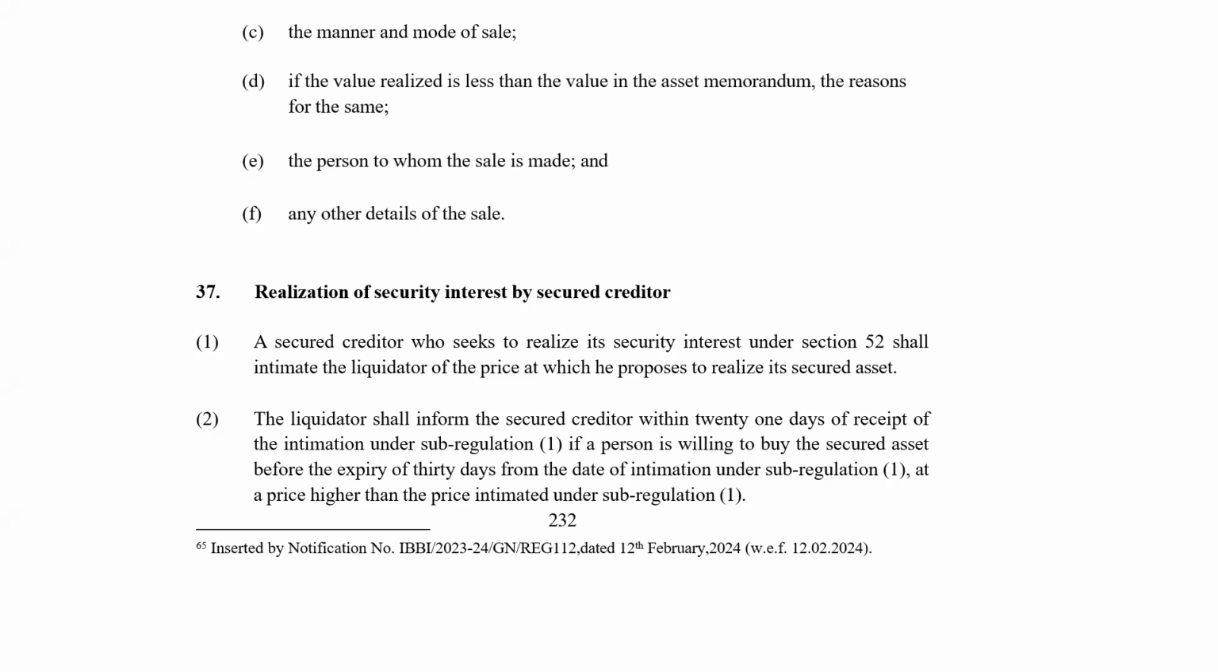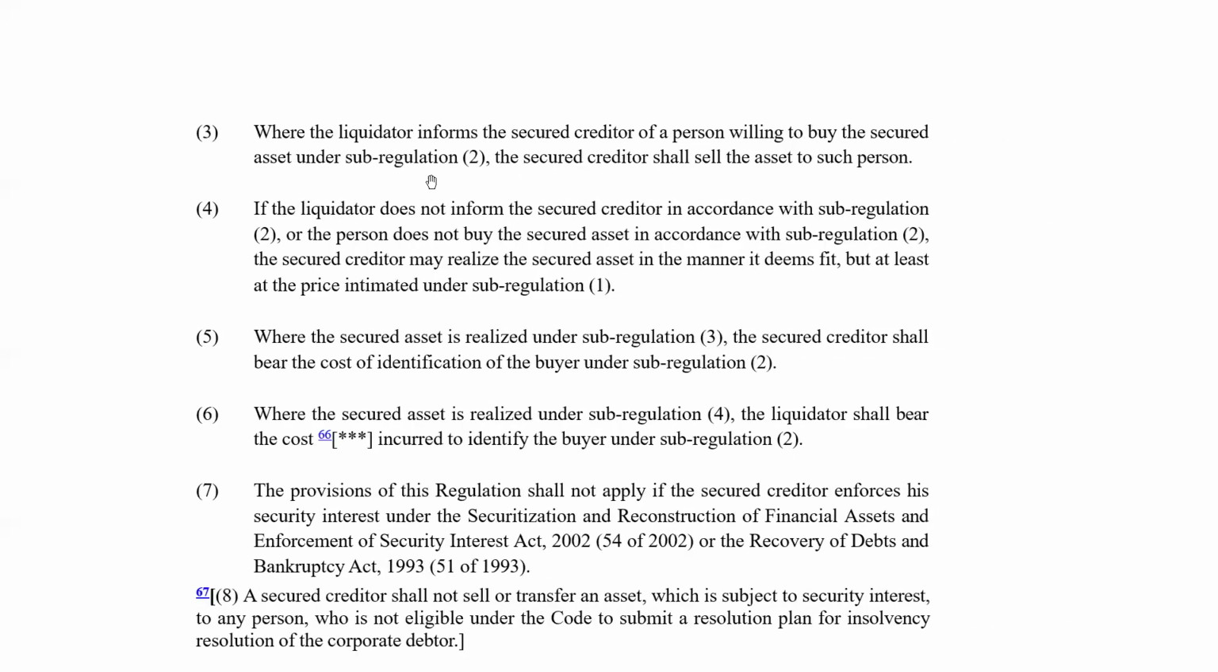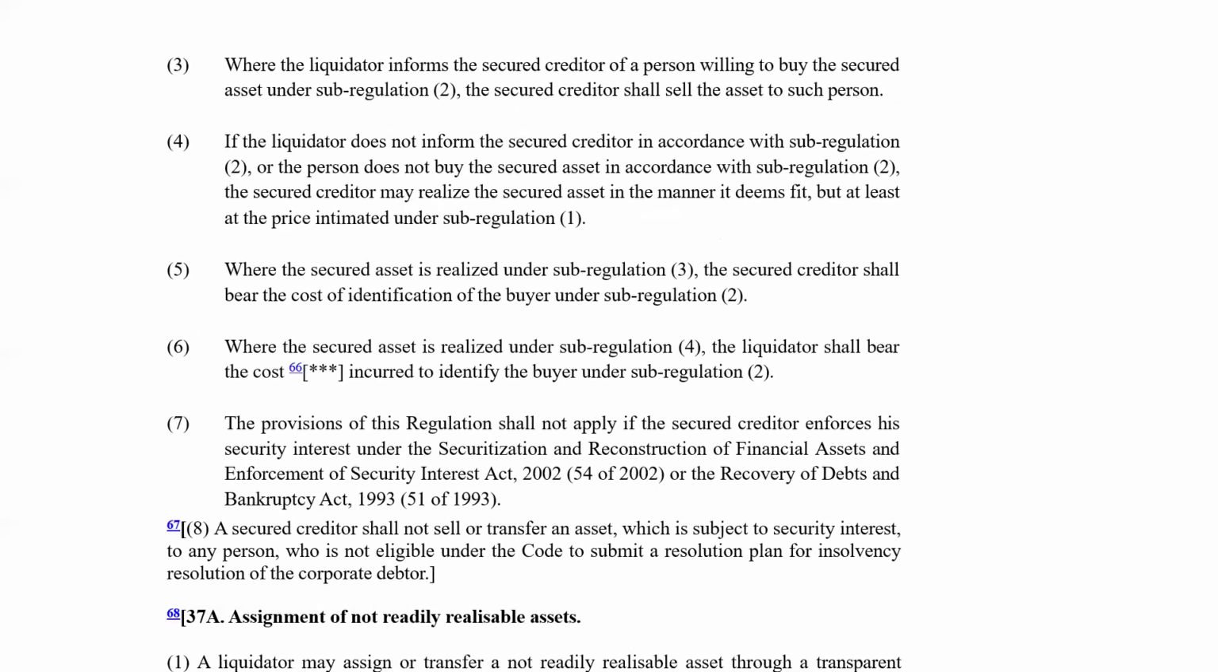Second is, there was no buyer at all. Then what will happen is given in the later part of the regulation. Now suppose the liquidator says that, okay, I have got a buyer at 90. So in that situation, where the liquidator informs the secured creditor of a person willing to buy the secured asset under sub-regulation 2, the secured creditor shall sell the asset to such person, right? So if the liquidator says that I have got a buyer of 90, then the secured creditor shall sell the asset to such person, right?